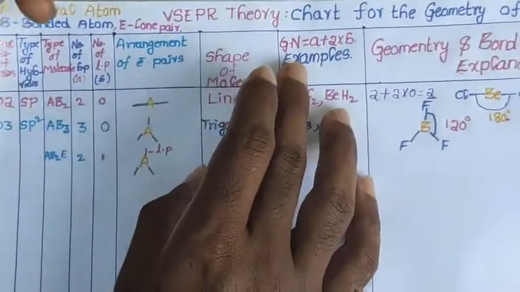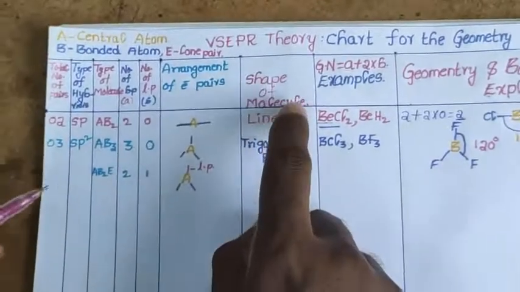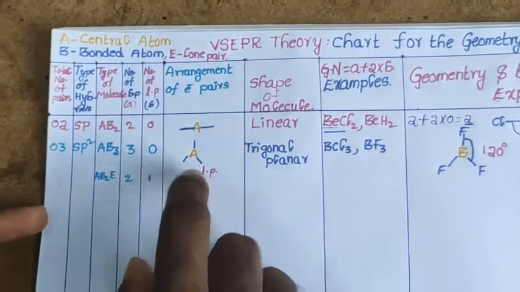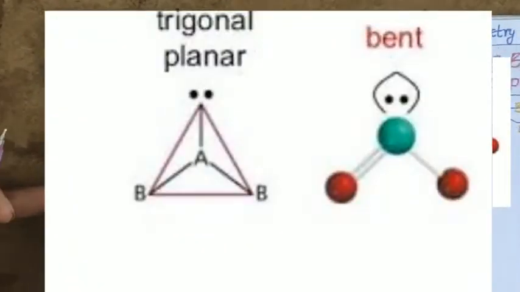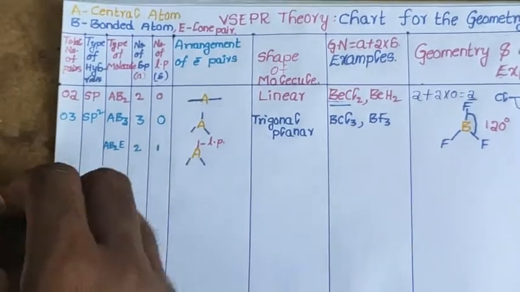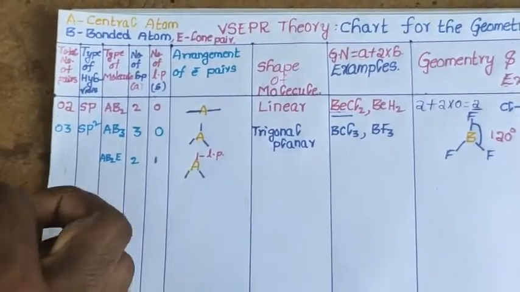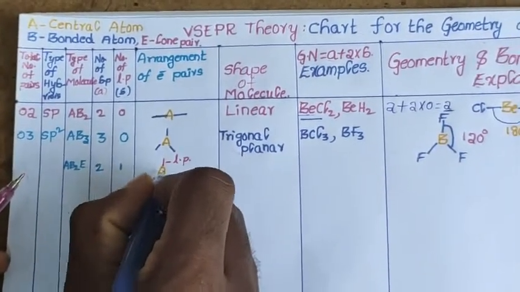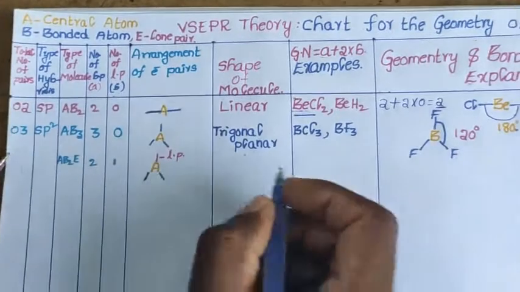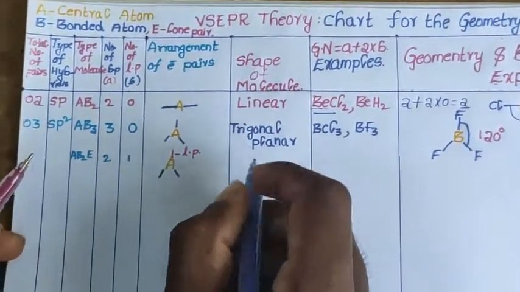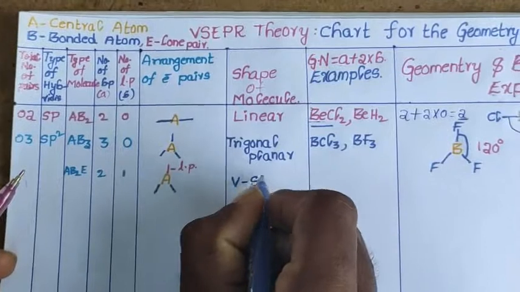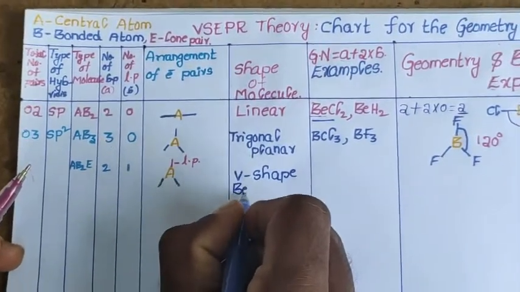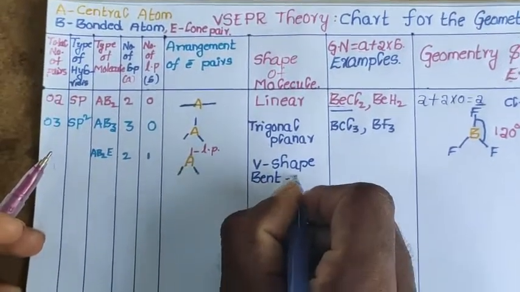This point is very important, students. The shape of the molecule takes only the bond pairs, not the lone pair. So here the bond pairs are only two. Observing the shape, it is V shape. So the shape of the molecule is V shape or bent shape.